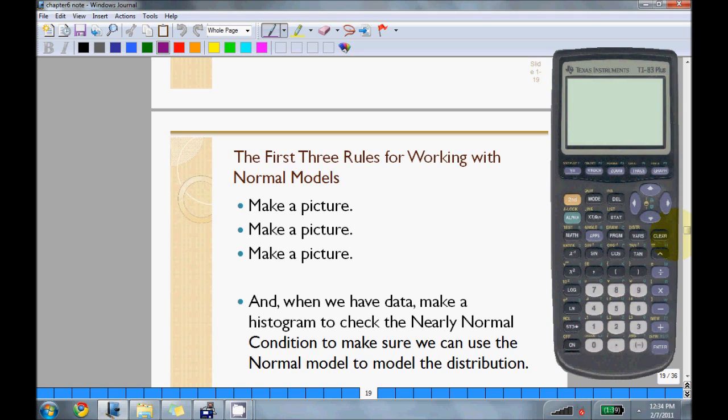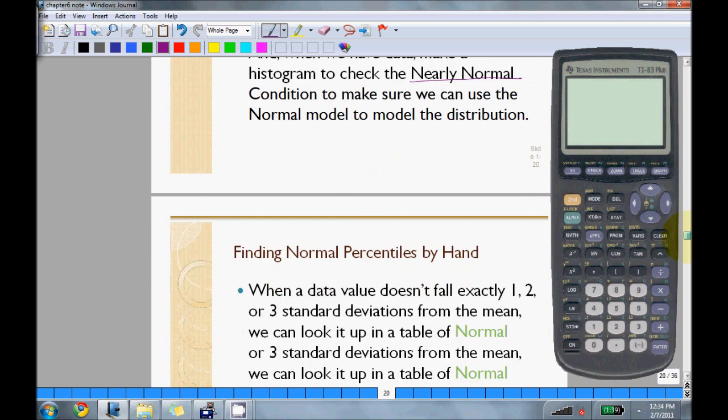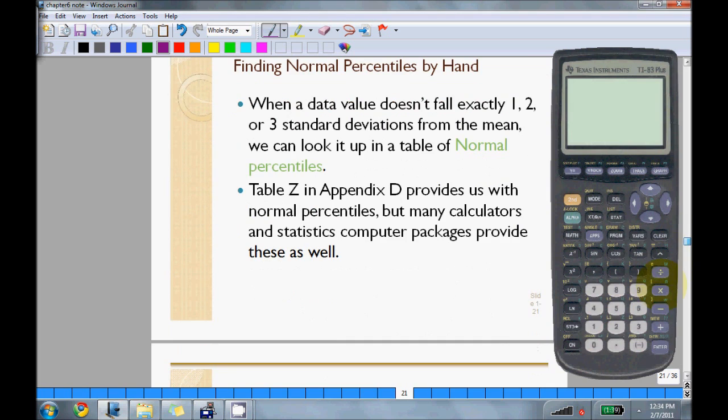So again, we're checking for things that are nearly normal. If it's nearly normal, again, we're eyeballing it, then it's going to be good enough for us. All right, so if we want to find normal percentiles by hand, we can do a couple of things. The first thing we need to know is the mean of our data, and we need to know the standard deviation.